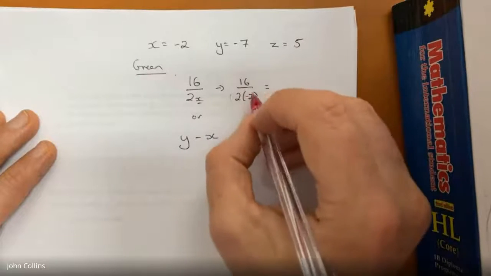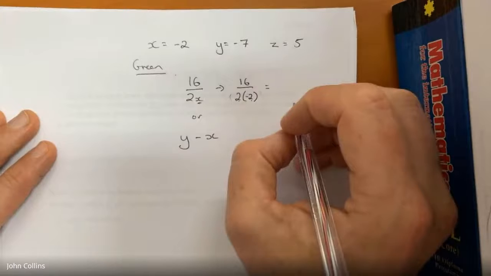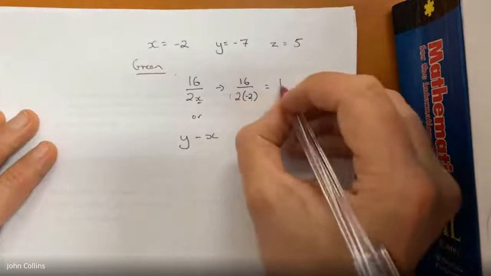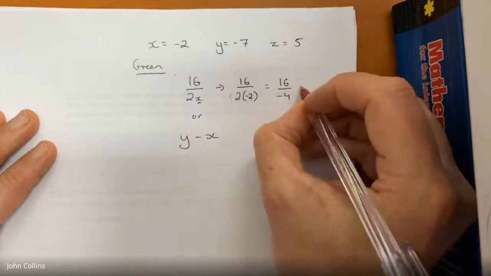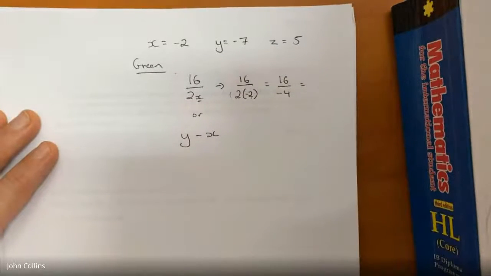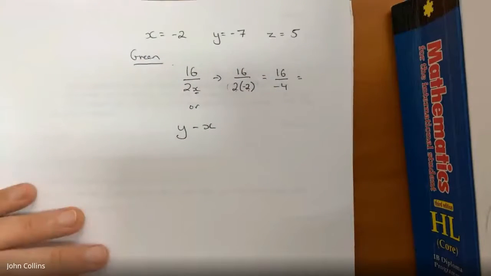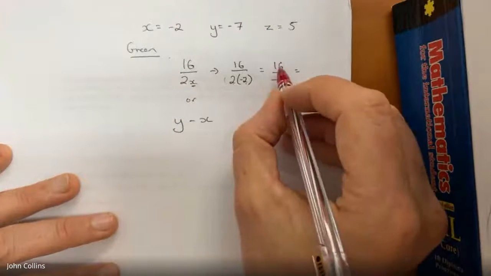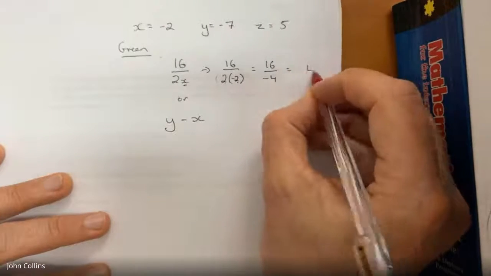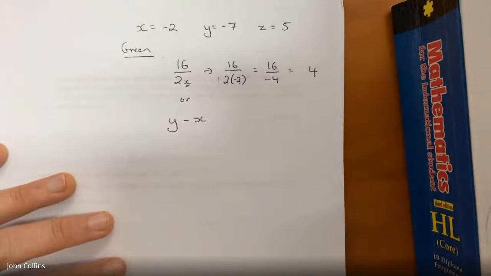You could divide by 2 and then 2 again, but I think it's easier to just work out this. 16 then. 2 times -2 is -4. This is a fraction, just a top-heavy or improper fraction, 16 over -4. How many times does 4 fit into 16? 4 fits into 16 4 times.